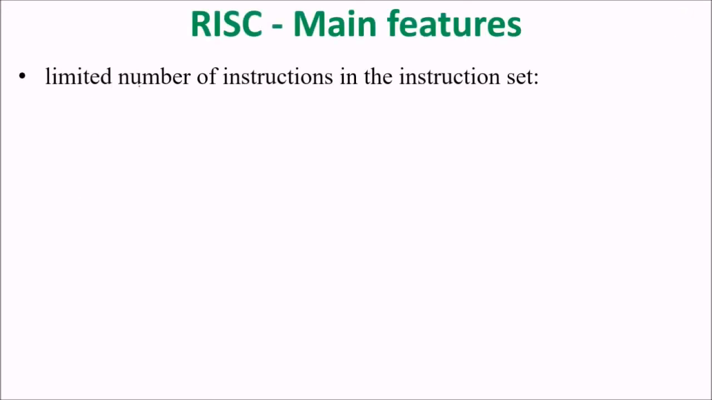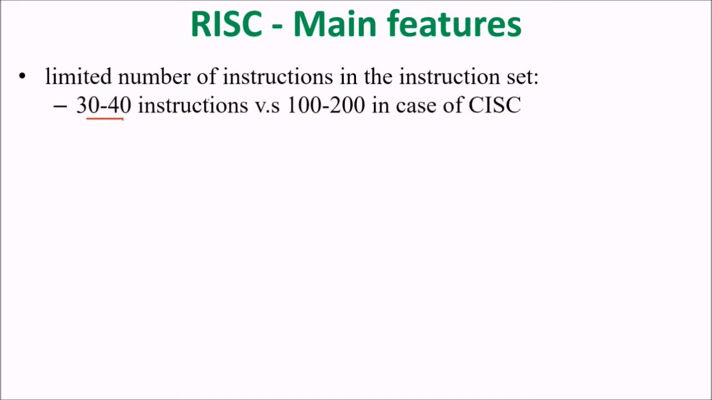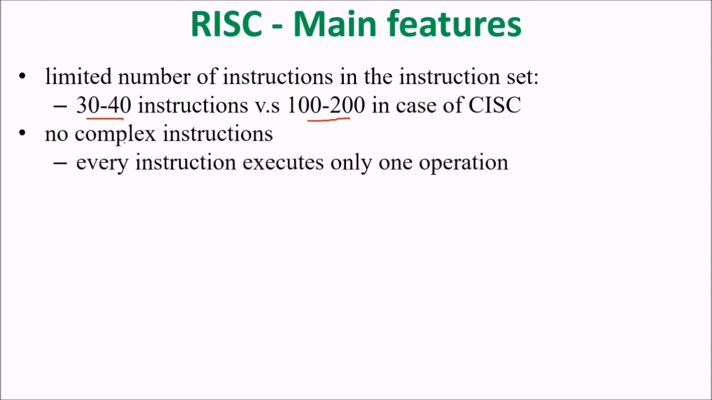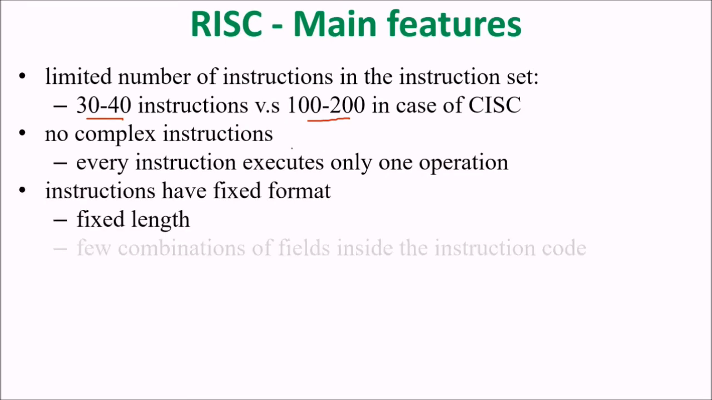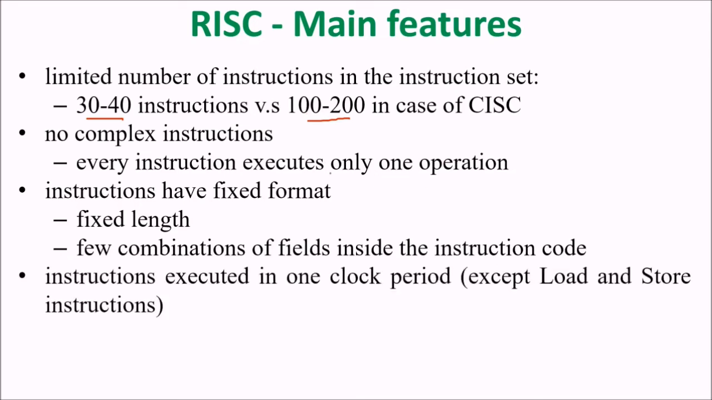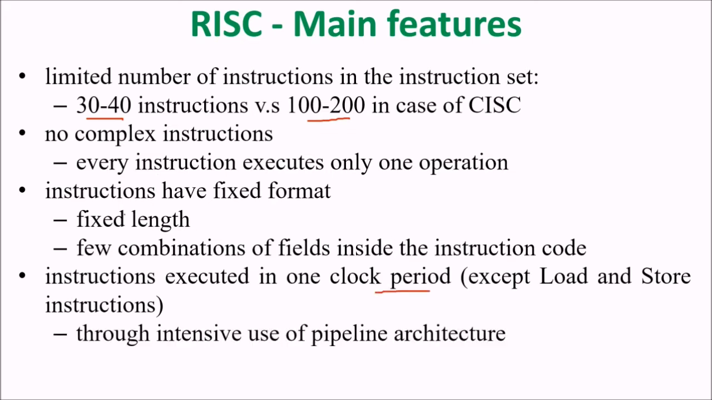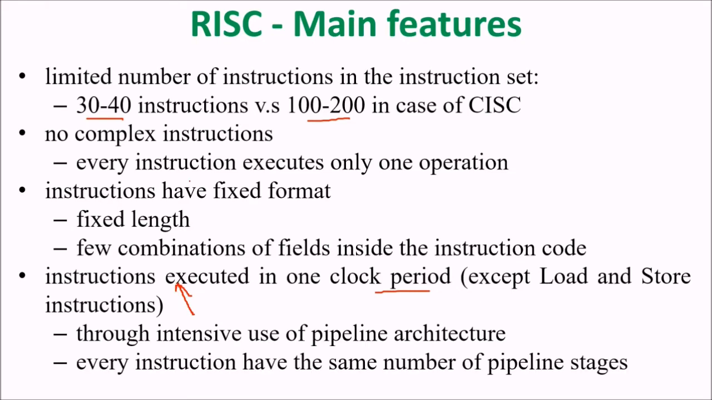The main features of RISC: we have a limited number of instructions in the instruction set, say 30 to 40 instructions, while 100 to 200 in the case of CISC. No complex instructions, every instruction executes only one operation, and instructions have a fixed format, like fixed length and few combinations of fields inside the instruction code. The instructions are executed in one clock period, except for the load and store instructions. And there is intensive use of pipeline architecture. Through this, instructions are executed in one clock period, and every instruction has the same number of pipeline stages.